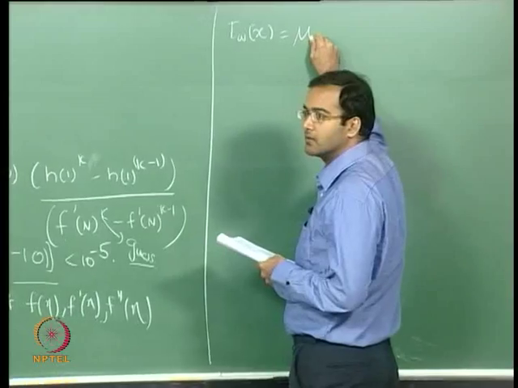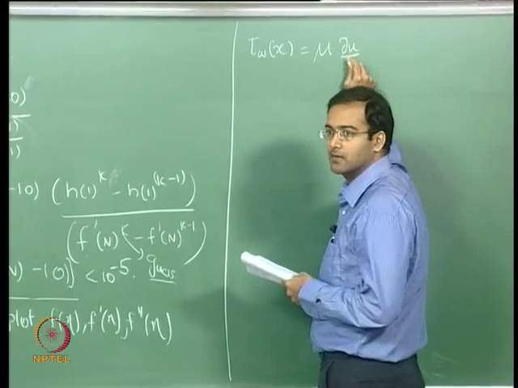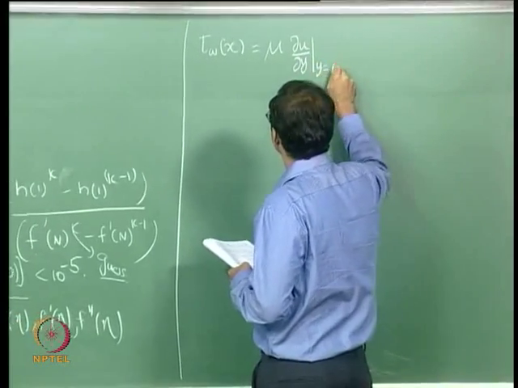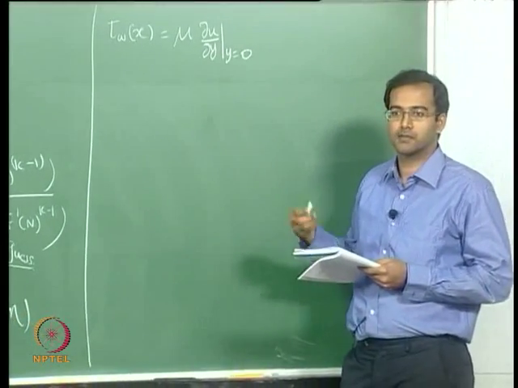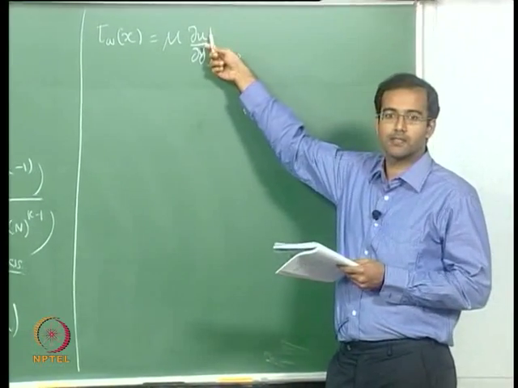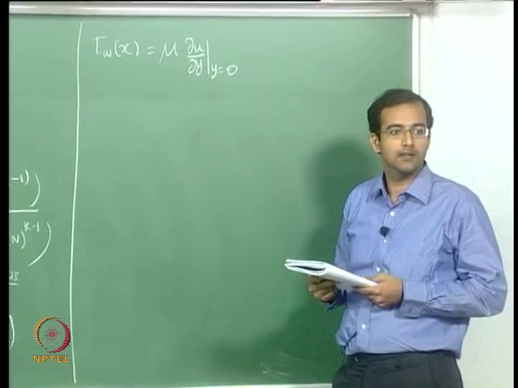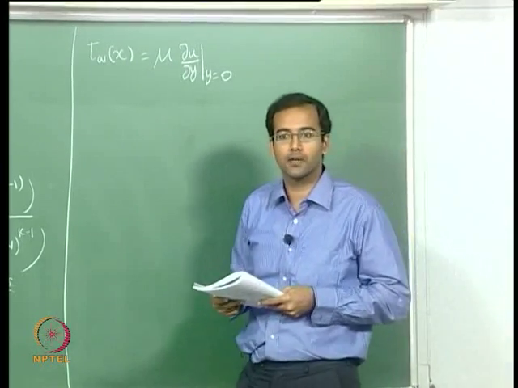Mu du, with respect to what? Y. Okay, very good. So if you go back to the similarity solution, what is the expression for du by dy that we derived? In terms of stream function, stream function was a function of eta, so we had derived an expression for du by dy.